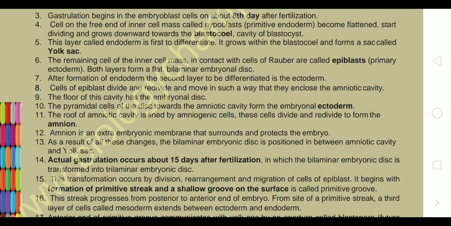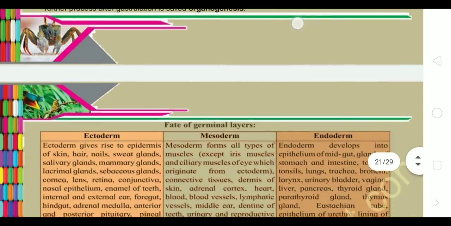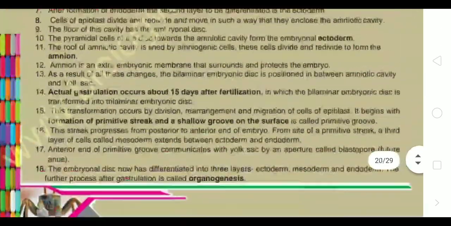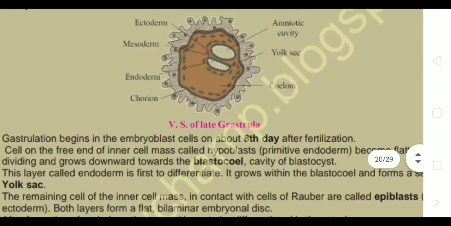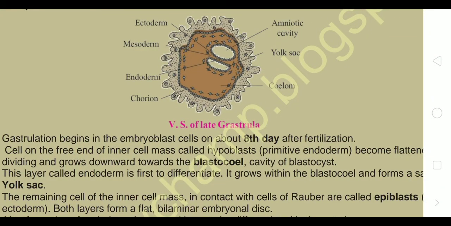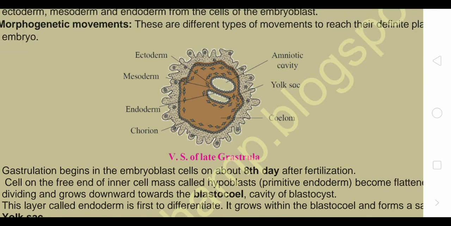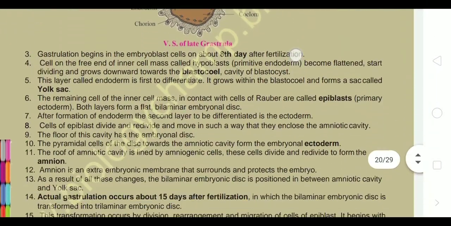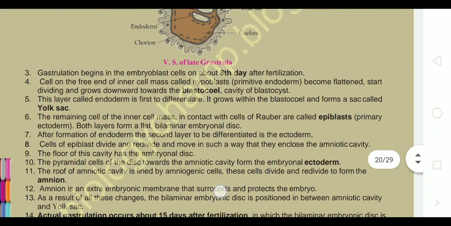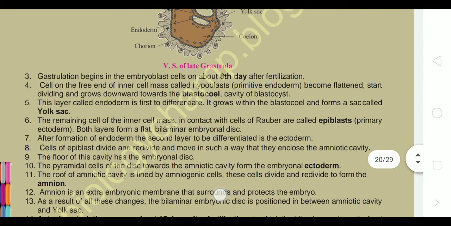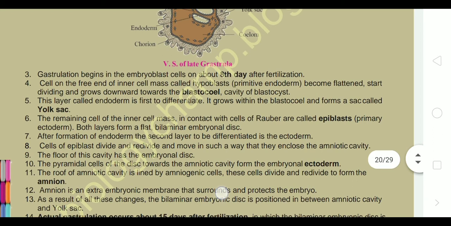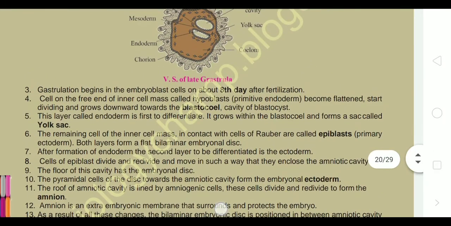After formation of endoderm, the second layer to be differentiated is ectoderm. Here we can check this diagram. Here is exactly the ectoderm which is formed and the endoderm which is formed separately, and the mesoderm which is formed in between, and these unite to form a disc-like structure.